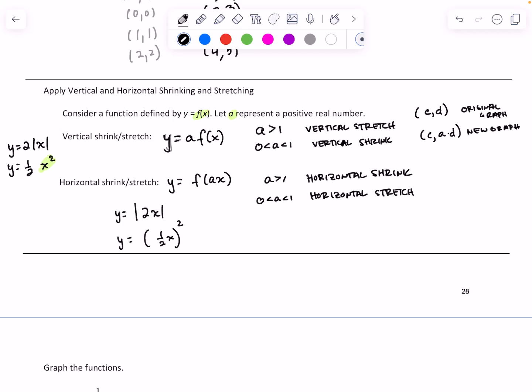So 1/2 x all squared is going to be a wider graph than x squared, whereas y equals absolute value of 2x is going to be a narrower graph than y equals absolute value of x. So here, if c, d is on our original graph, this time we're going to divide. So again, we're using the opposite operation. c over a, comma, d is going to be on our new graph.